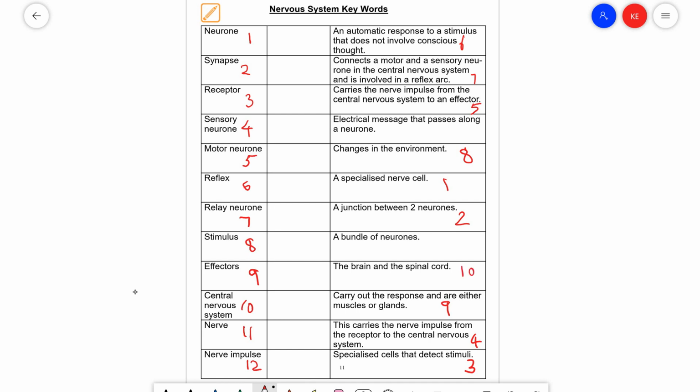The central nervous system then, number 10, should be matched up with the brain and the spinal cord. Number 11, a nerve is made up of a bundle of neurons or nerve cells. And then finally, the nerve impulse, number 12, is an electrical message that passes along a neuron.